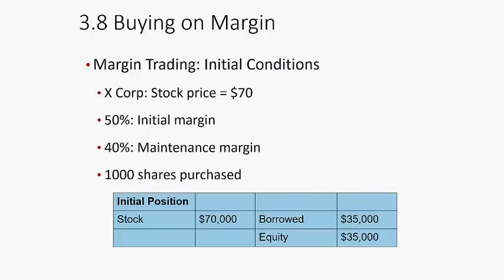Here's one. So initial conditions. X Corp has a stock price of $70. There's an initial 50% margin. So you have to put up 50% of this stock. The maintenance margin, the ongoing minimum that you should have in equities, is 40%. There's 1,000 shares purchased. So simple math, 70 times 1,000, your initial stock position will be $70,000. Because your margin is 50%, you personally put in $35,000 and you borrowed $35,000 from your broker, totaling $70,000.